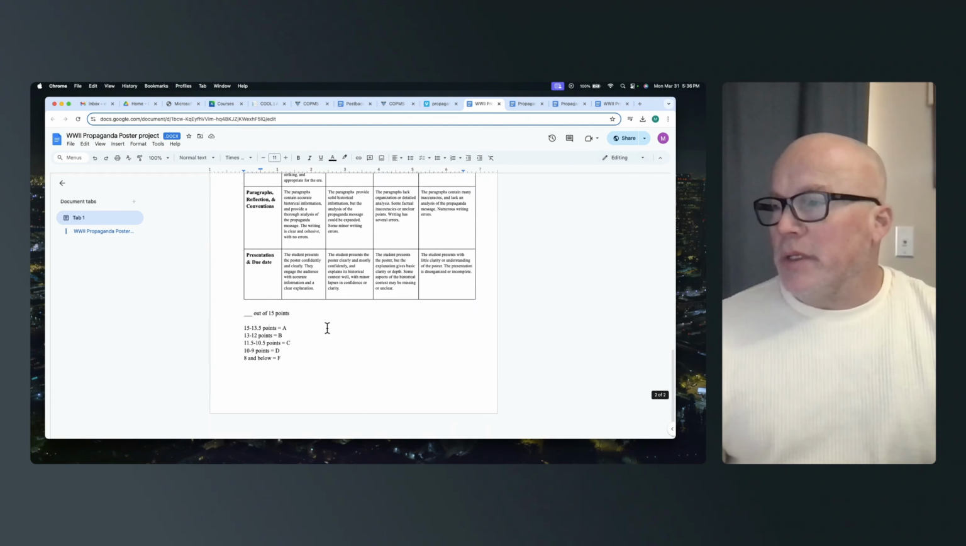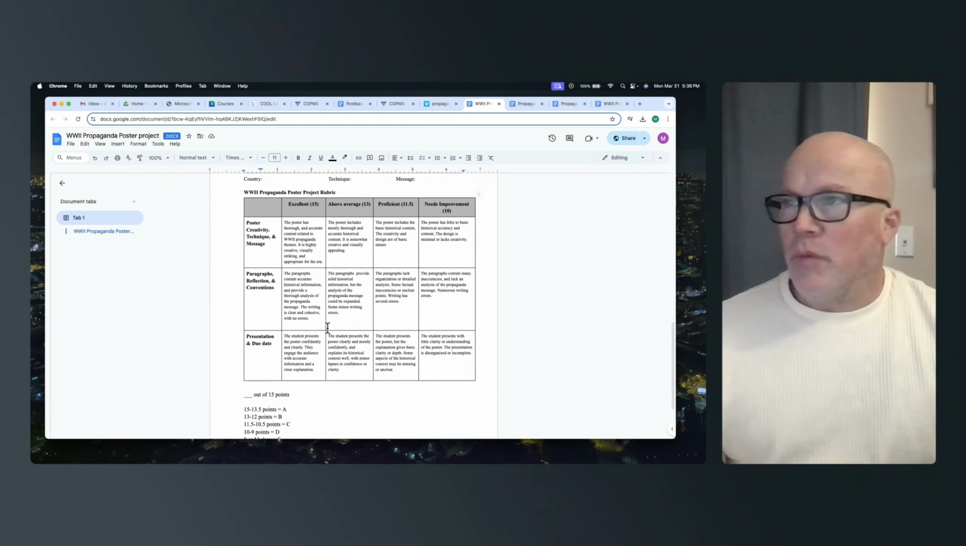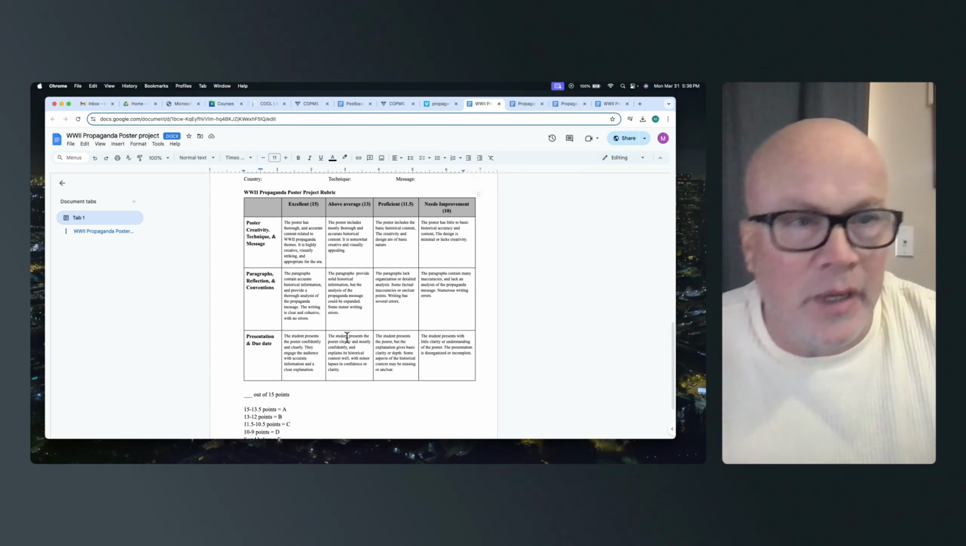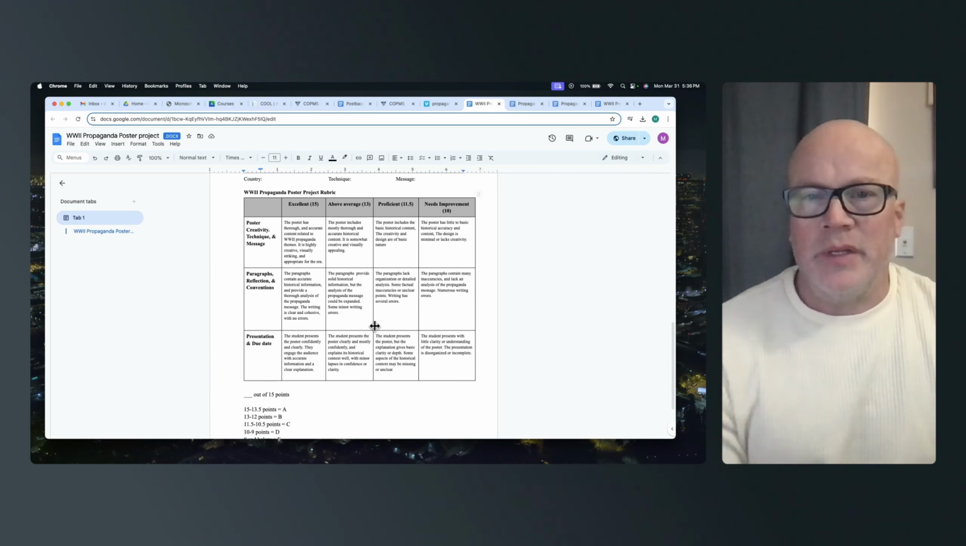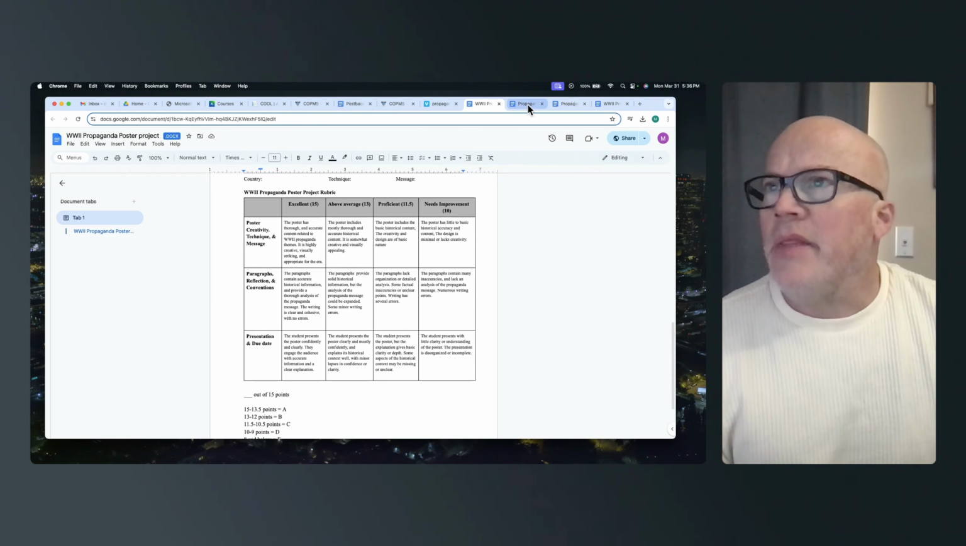And then here is the rubric that they'll follow. That will be on the back of the propaganda poster project handout that we give to them. And then we kind of dive into the video.